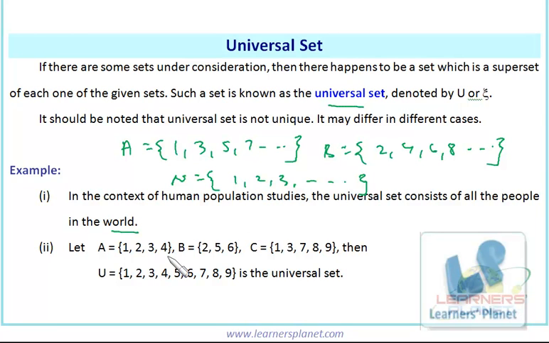Okay, here A is {1, 2, 3, 4}, B is {2, 5, 6}, C is {1, 3, 7, 8, 9}. So what will be the universal set? {1, 2, 3, 4, 5, 6, 7, 8, 9}. So that is the universal set. In the universal set, all the elements of all the sets will be there. So A, B, C, all of them are proper subsets of U, and that is the master set. All the elements of A, B and C will be there in the universal set.